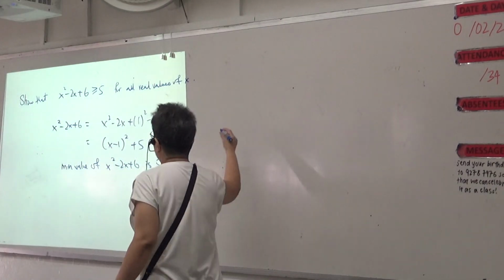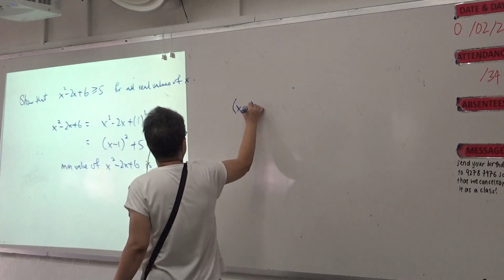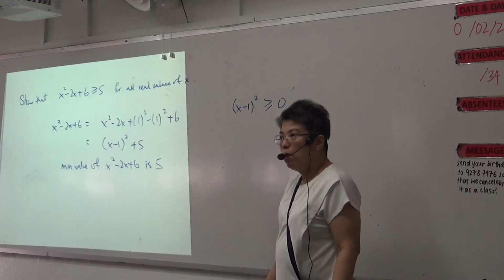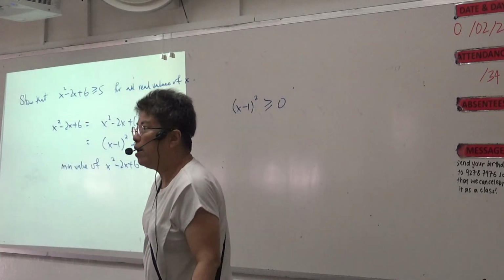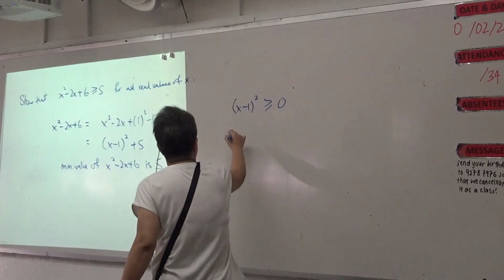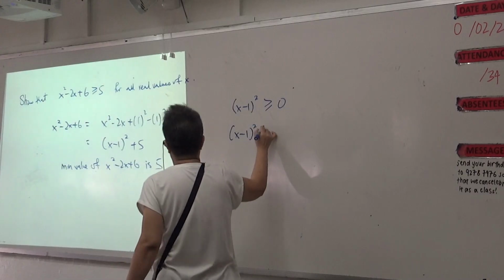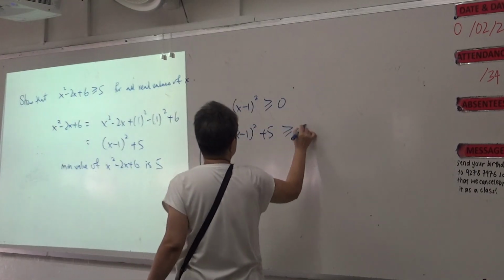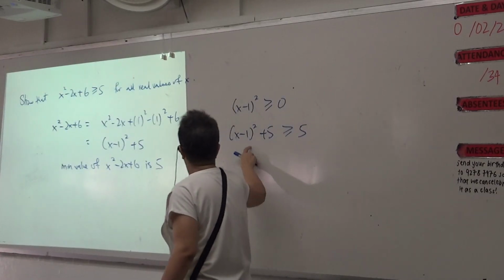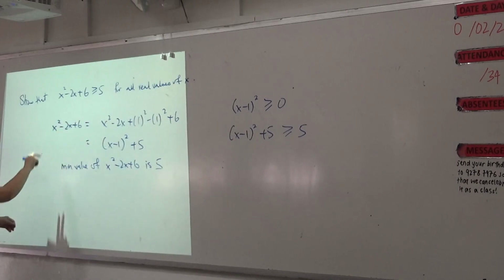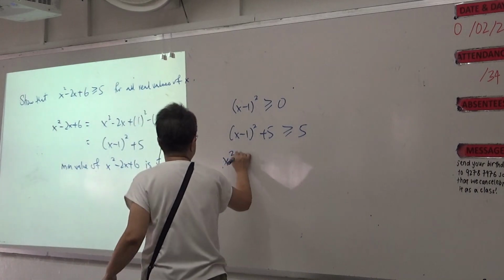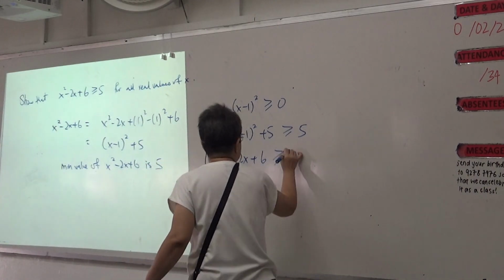I didn't show. So, all of you look. (x minus 1) squared is bigger than or equal to 0. Agree? When is it 0? When x is what? 1. Other than that, it's bigger than 0. Okay? Now, (x minus 1) squared plus 5 is bigger than or equal to 5, right? Add 5 to both sides. Now, can you see that this one is already this one? So, this one is x squared minus 2x plus 6 bigger than or equal to 5.